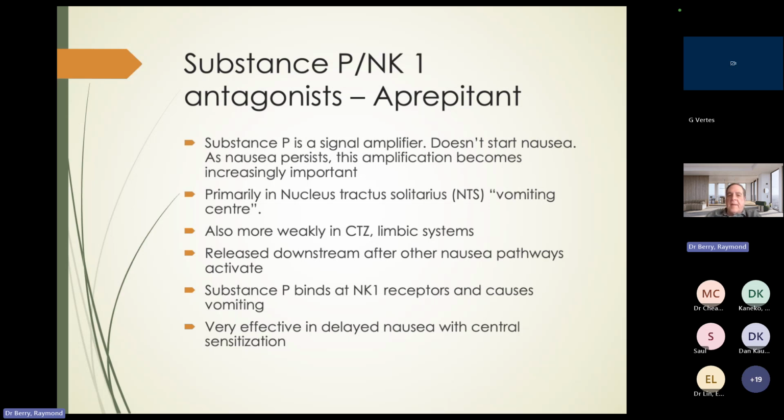So why aprepitant is good here is that when the system's been sensitized, the serotonin has activated at the NTS, and substance P is just turning out. So you may have blocked with ondansetron, you may have blocked the serotonin, but substance P is still going on, and so the vomiting continues. So it's very effective to turn off that gate at that point.